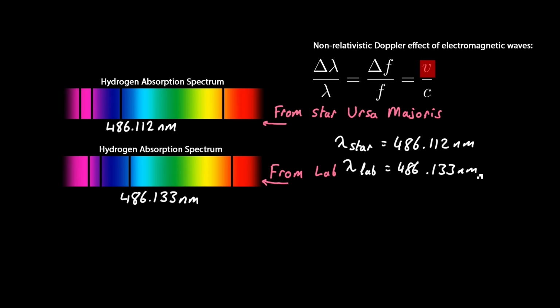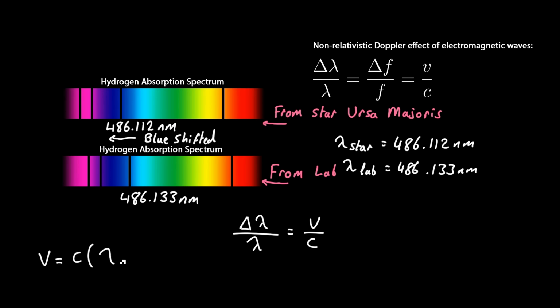So the hydrogen spectrum has shifted to the blue end. This means that the star is moving towards the Earth. So delta lambda divided by lambda lab is equal to the velocity divided by the speed of light. Rearranging this equation, we get the velocity is equal to the speed of light multiplied by the wavelength of the spectral line from the star, minus the wavelength of the equivalent spectral line from the lab, divided by the wavelength of this spectral line from the lab.